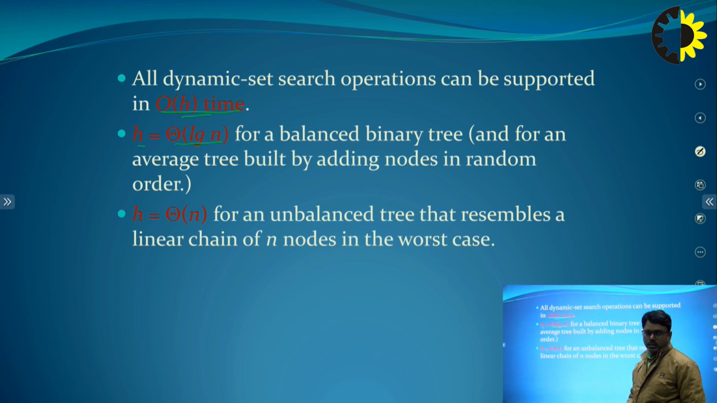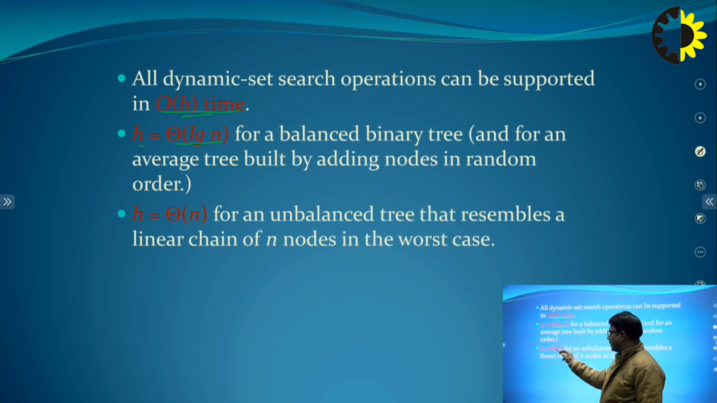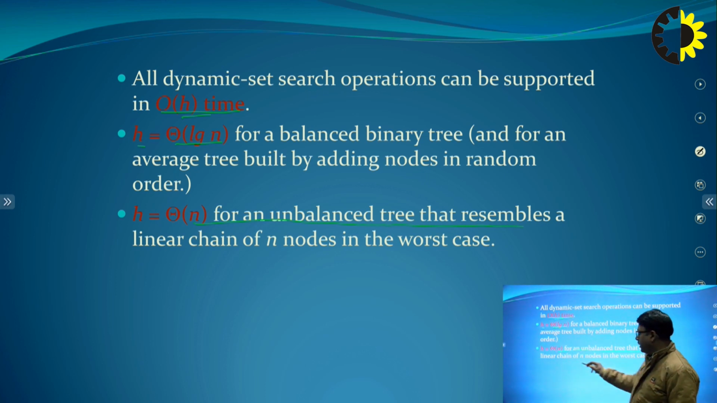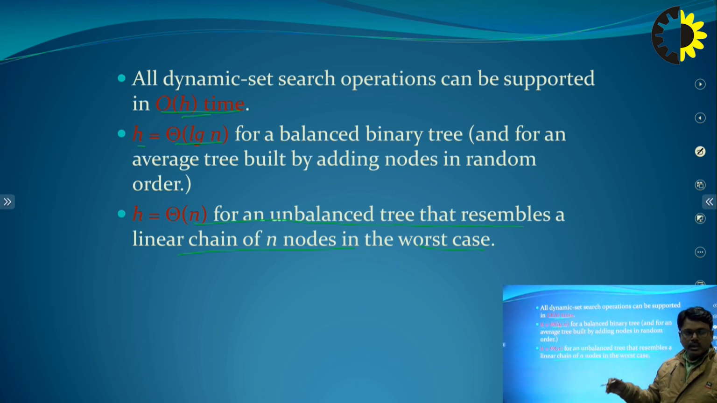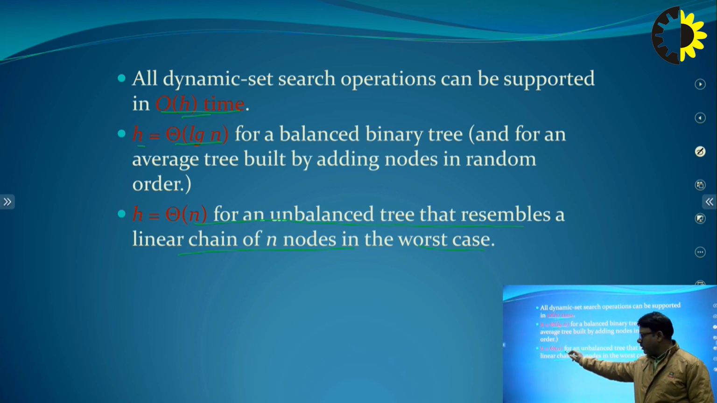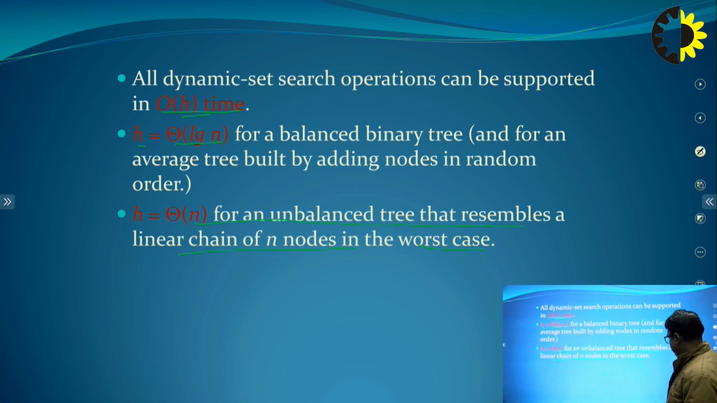This is to be observed in the case of a binary search tree. And h is equal to theta of n for an unbalanced tree that resembles a linear chain of n nodes. That means it is the worst case, because if you consider a tree which is either left skewed or right skewed, it has to travel up to the last end, that is the terminal node. That's why it will take theta of n, and in the worst case it will take this much time.